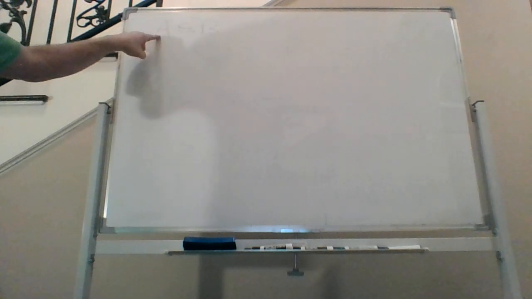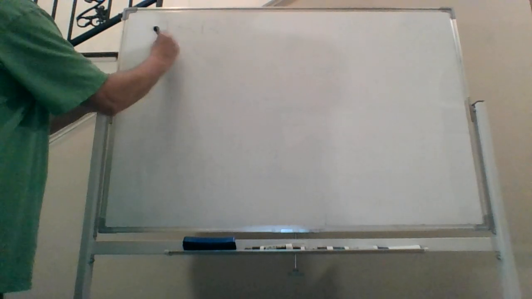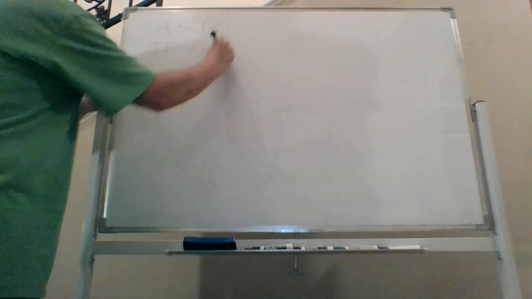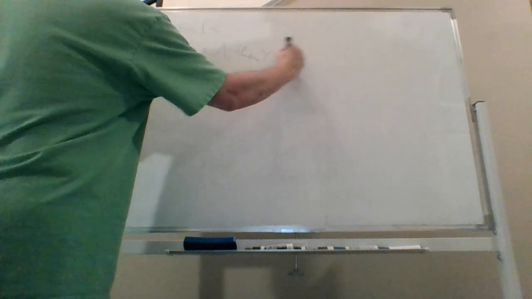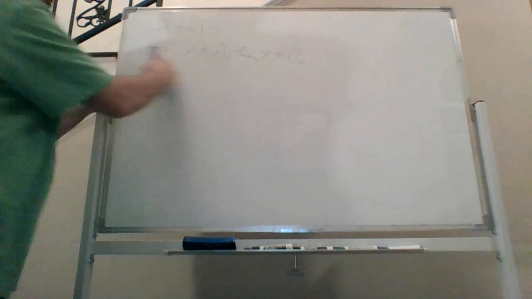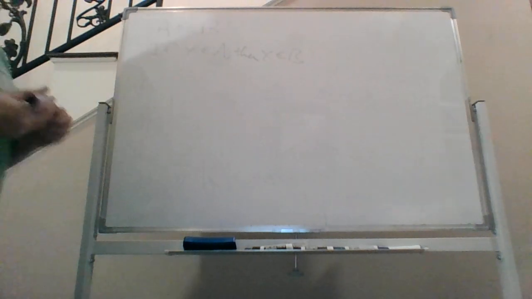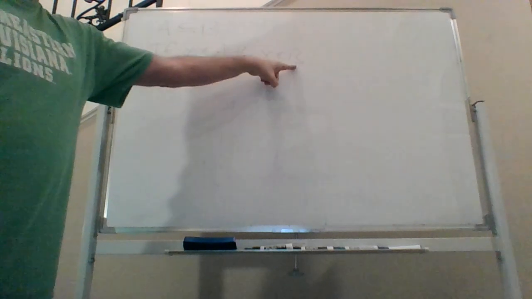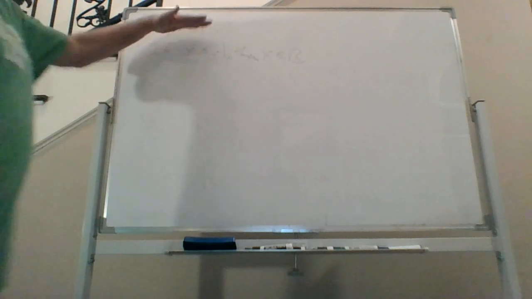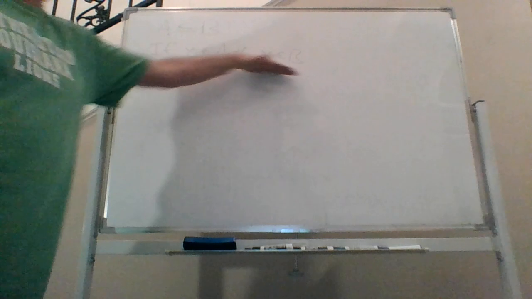That means everything in A, every element of A is an element of B. So in words you can write, if X is in A, if X is an element of A, then X is an element of B. That's the actual word definition of A is a subset of B. If X is an element of A, then X is an element of B. So if you're trying to show A is a subset of B, this is what you want to show.